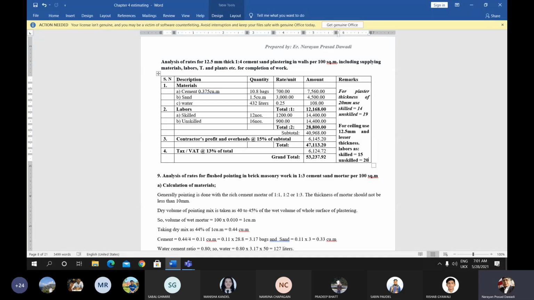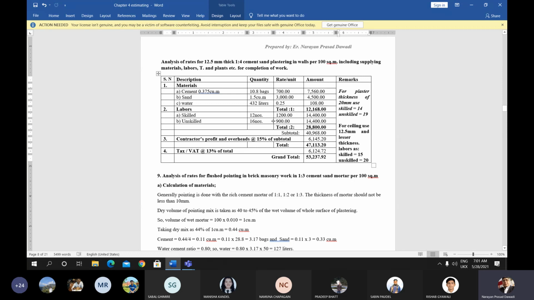This is the condition. If you are asked to prepare the analysis of rates for ceiling, use the number of skilled as 15 and unskilled as 20, and take the thickness of mortar up to 12.5 mm. 10 mm or 12.5 mm can be used for the thickness of the plaster mortar in the ceiling. But if you are asked to prepare the analysis of rates for cement plastering on wall or floor with 20 mm thickness, then use the skilled and unskilled manpower of 14 and 19 instead of 12 and 16. Okay, this is the condition.